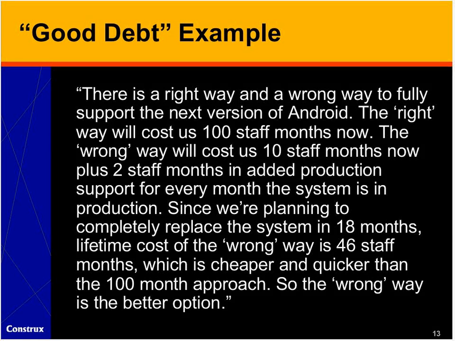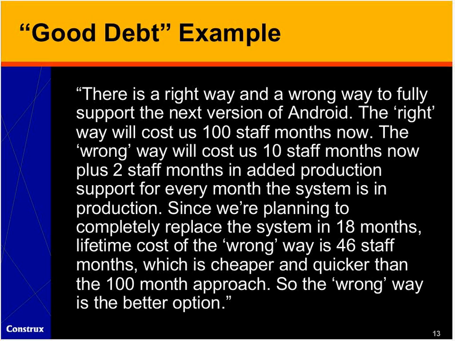Our final example of good debt: suppose you're on a project team and we say there's a right way and a wrong way to fully support the next version of Android. The right way will cost us 100 staff months now. The wrong way will cost us 10 staff months now, plus 2 staff months in added production support for every month the system is in production. Since we're planning to completely replace the system in 18 months, the lifetime cost of the "wrong way" is 46 staff months, which is cheaper and quicker than the 100-month approach. So in this case, the "wrong way" actually turns out to be the better option.